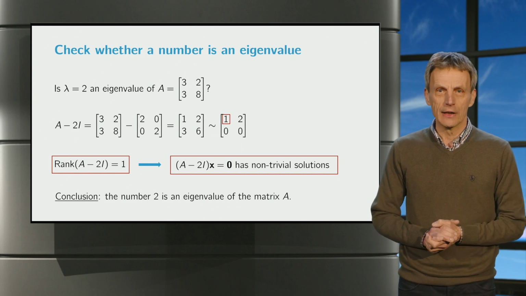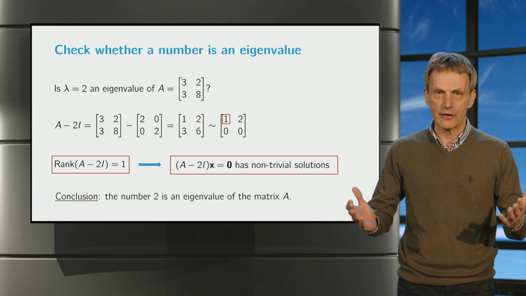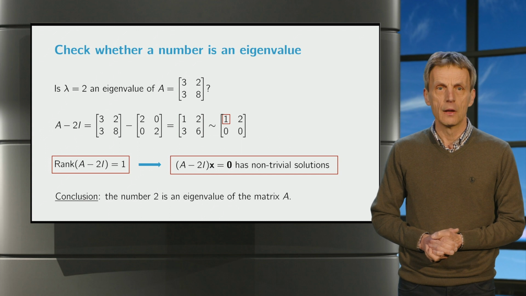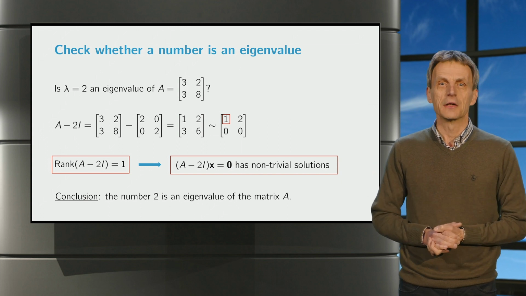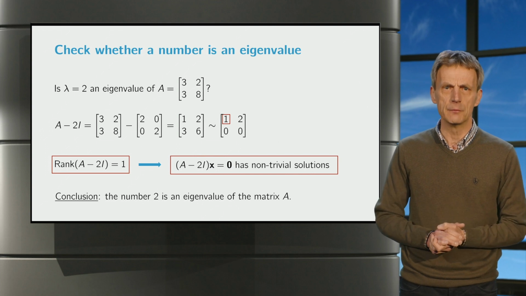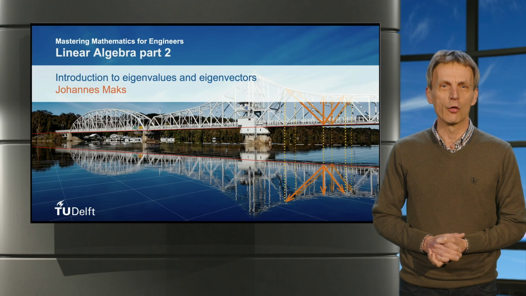Maybe you've already realized that each eigenvalue does in fact have infinitely many corresponding eigenvectors. That observation gives rise to the concept of an eigenspace of a matrix A, which will be the topic of our next video.